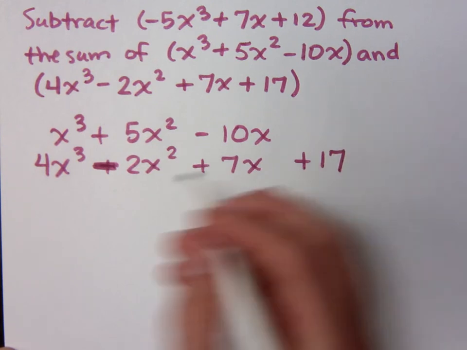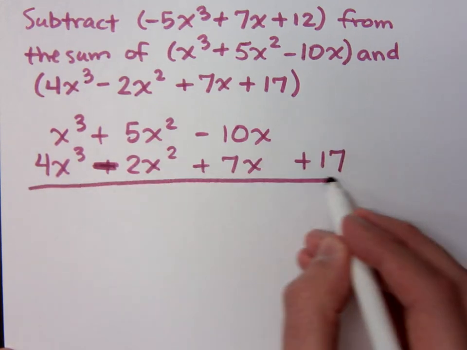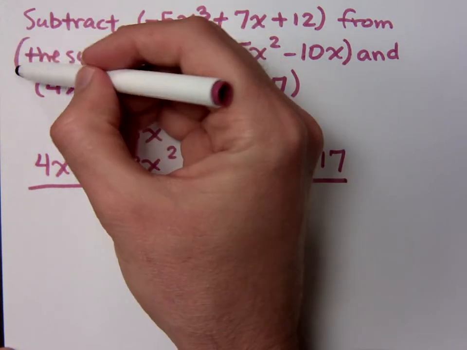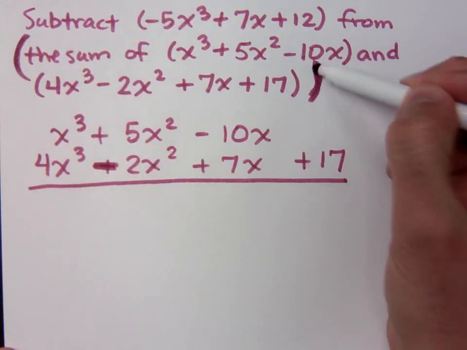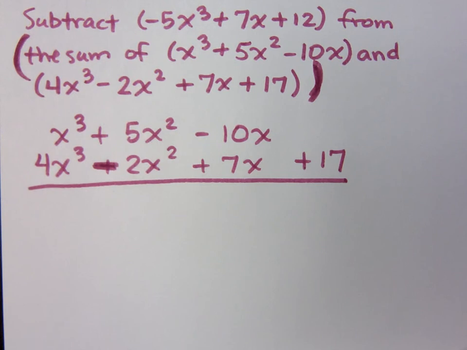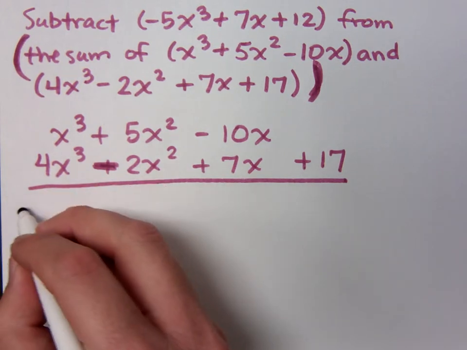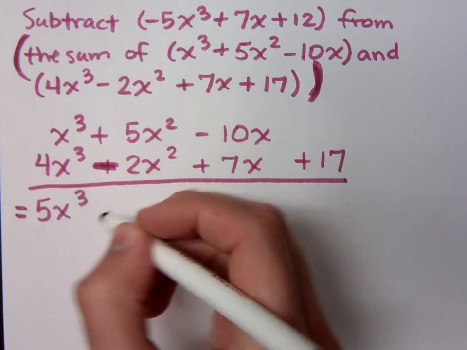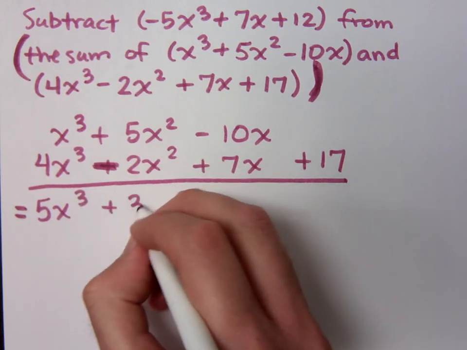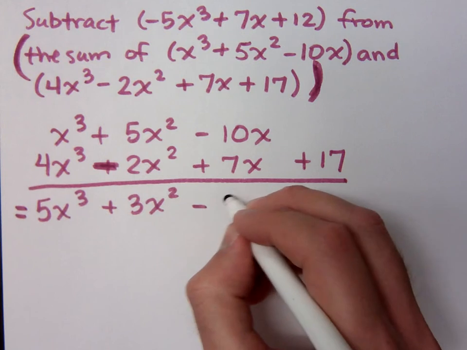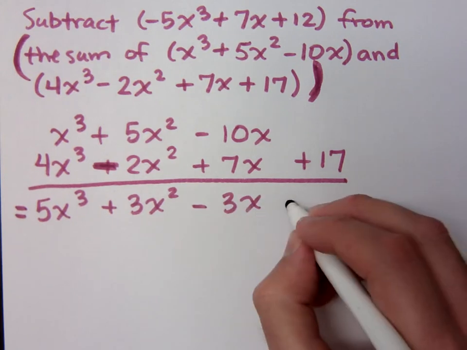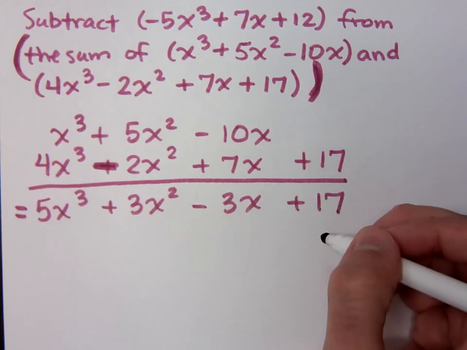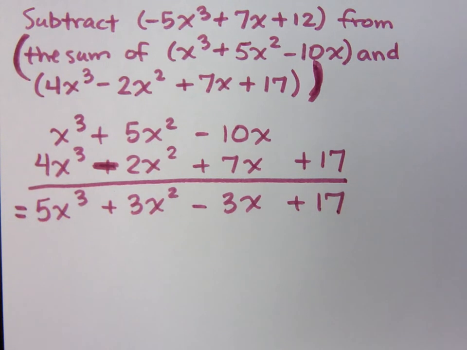So when I line it up this way, this is going to be the sum of these two guys right here. But I have things lined up in columns so that the columns are your like terms. So when I combine these guys, what do I get? 5x to the third plus 3x squared minus 3x plus 17, right?